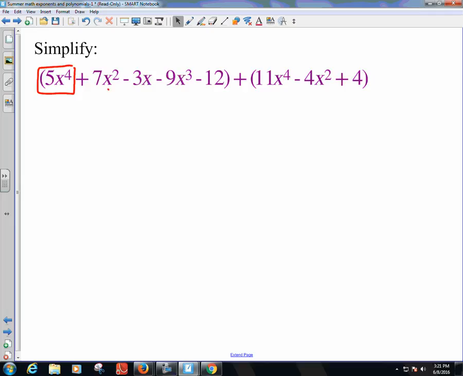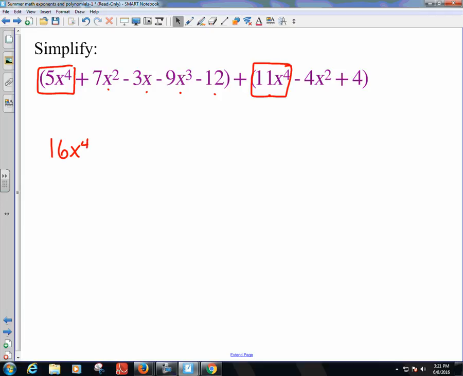Do I have another x to the fourth here? No. X to the fourth? Nope. Nope. Yes, x to the fourth. So I say positive 5x to the fourth plus 11x to the fourth. Well, 11 plus 5, all we're going to do is add the coefficients. 11 plus 5 is 16x to the fourth.